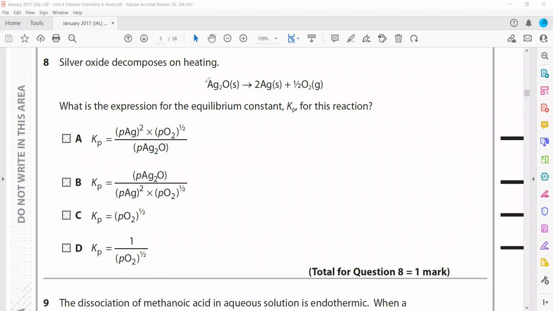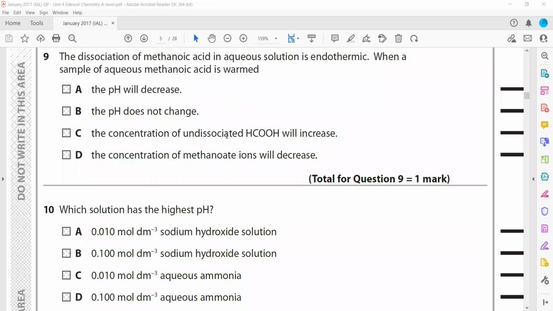So what is the expression for Kp? Kp is for gases, like pressure exerted by the gas. So Kc or Kp is product divided by reactant, but we only take the gaseous product here. So C will be the right answer because C is the only product which is a gas and there is no reactant. Even silver is solid, silver oxide is solid, so we don't include that in the calculation because that is for partial pressure and that is exerted by the gases only.